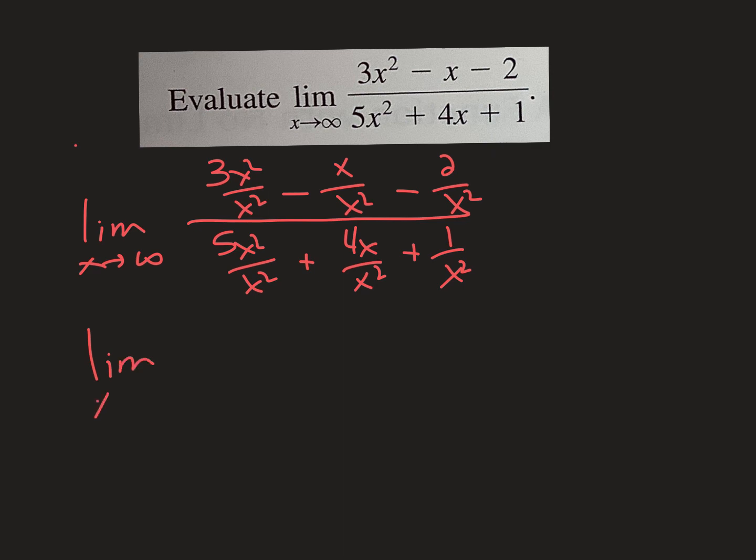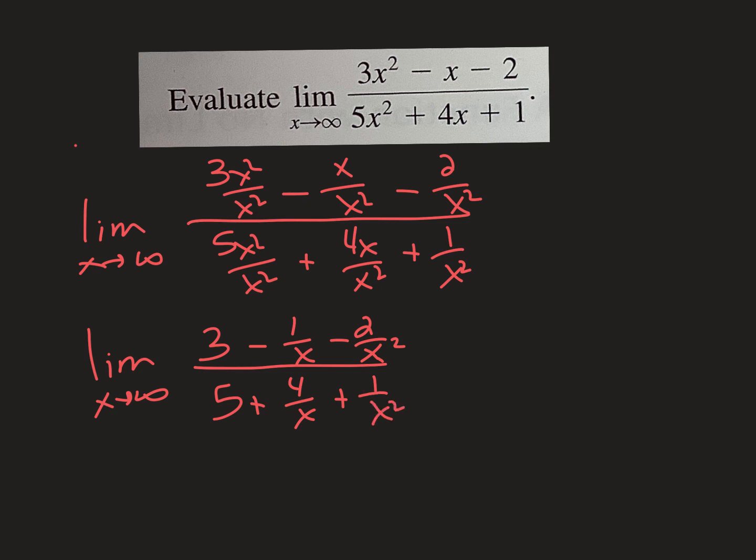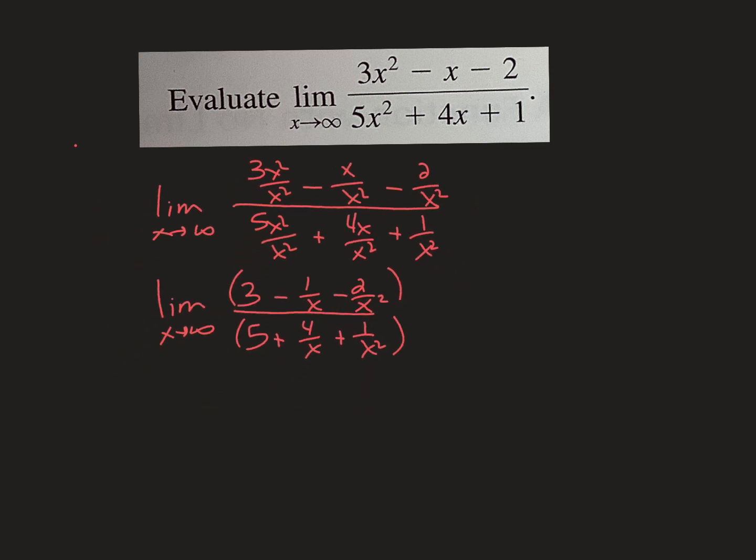I'm going to get the limit as x goes to infinity of just 3 minus 1 over x minus 2 over x squared. And then on the bottom, I'm going to get 5 plus 4 over x plus 1 over x squared. Now, because I have all this in my numerator, all this in my denominator, I'm going to split it up into separate limits. Remember, if you have things that are added together, limits that are added or subtracted, you can break them up and do each individual. So here we go.